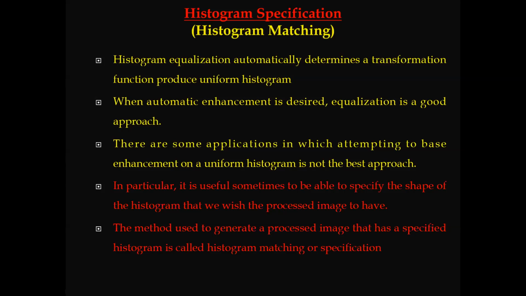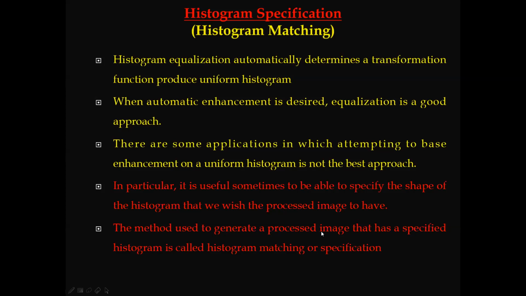Generally we create a histogram from an image, but here we assume the histogram that our processed image is to have. We assume the histogram of the output image initially, and according to that histogram, we create the output image. That is called histogram specification or histogram matching.